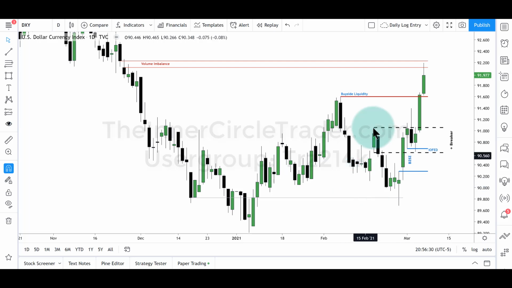Low, high, lower low, up close candle at the high. That's your bullish breaker. But it needs to trade above that. It does that here. Does it close above it? Doesn't need to. Just trades above it and back down into the range.